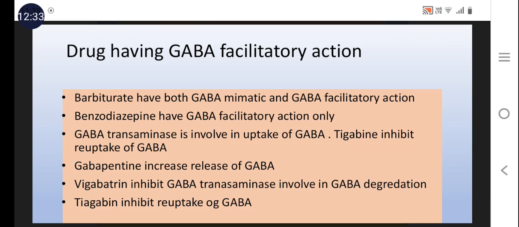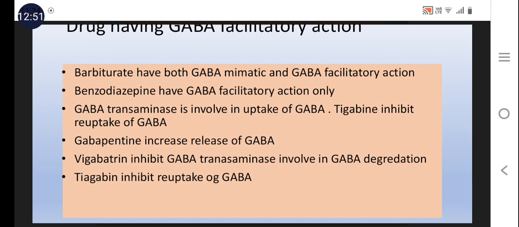Next drug is gabapentin. Gabapentin increases the release of the GABA. It evokes the release of the GABA. GABA is an inhibitory neurotransmitter, and that's why when its concentration in the synaptic cleft increases, it leads to the decrease in the hyperactivity of the brain.